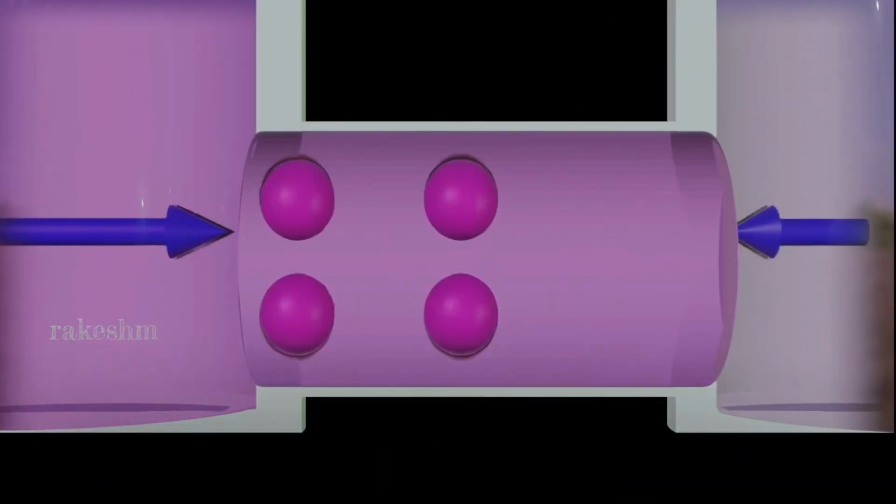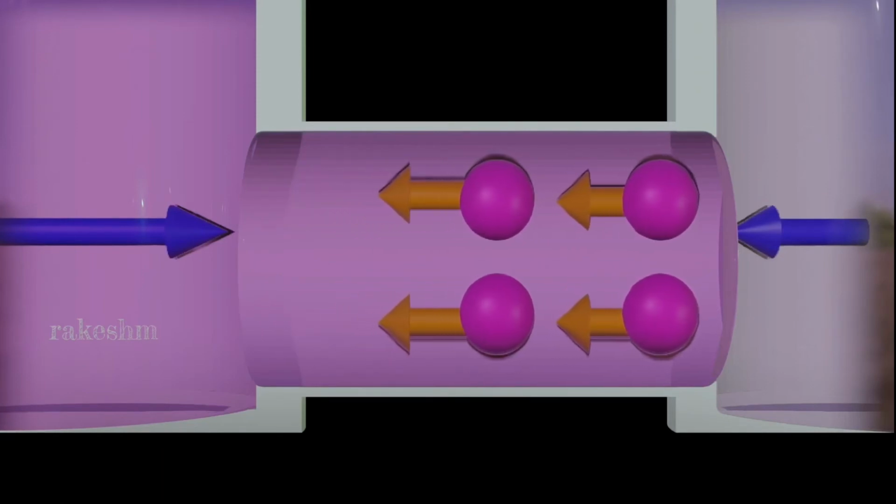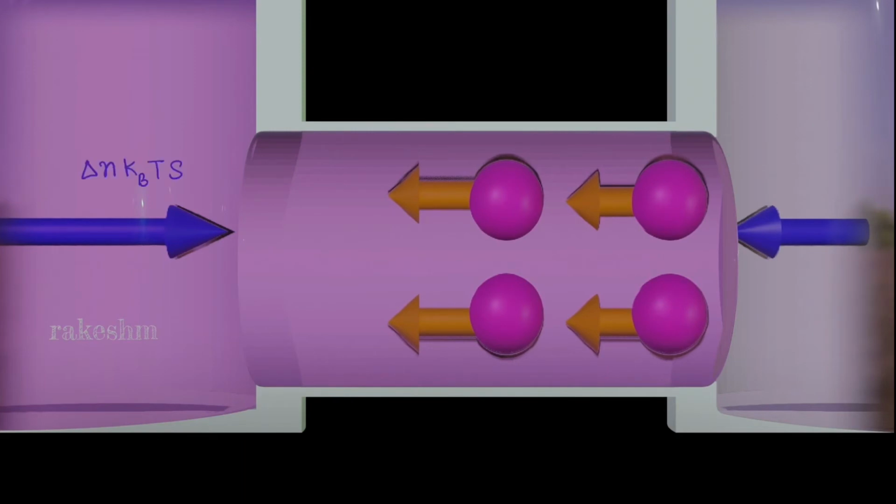The next option is: force balance implies N1 beta V into L equals delta N into KB into T. He has mentioned in the question that the speed of these KMnO4 particles is limited due to the viscous force acting on them. The force due to the pressure difference is delta N KB into T into S. This force is balanced by a viscous force beta into V, which acts on each molecule of KMnO4.